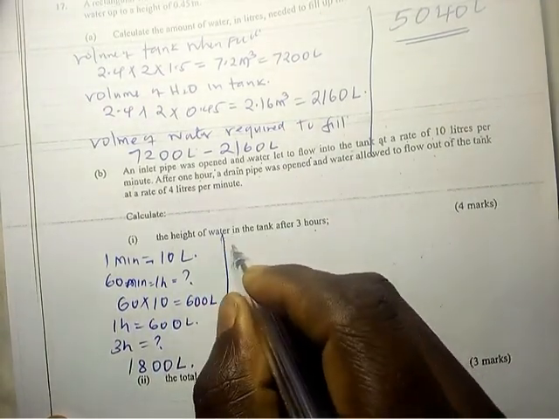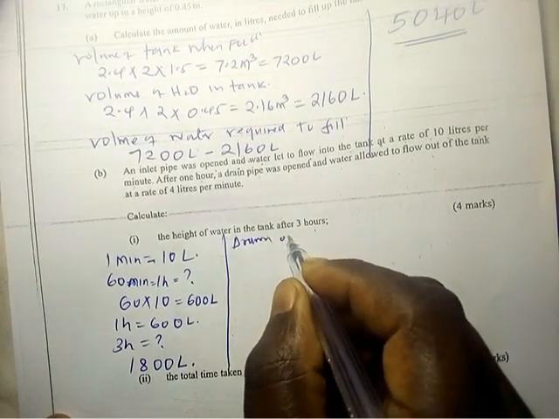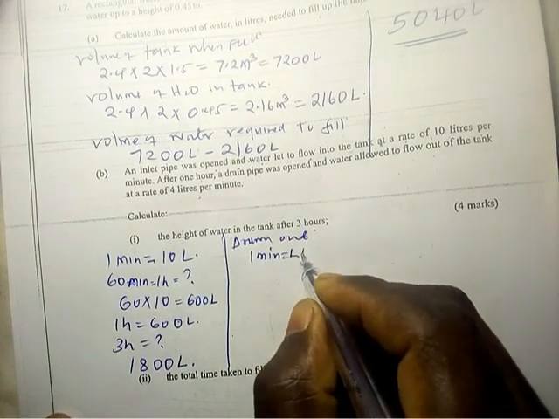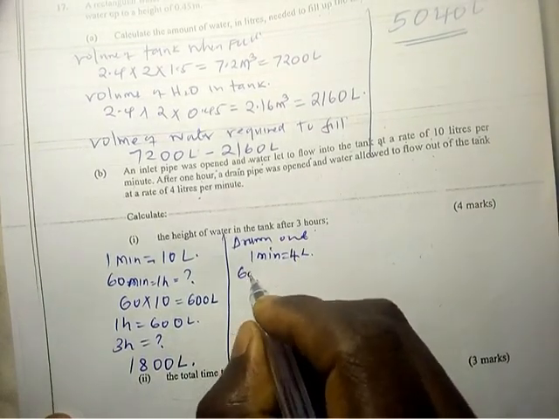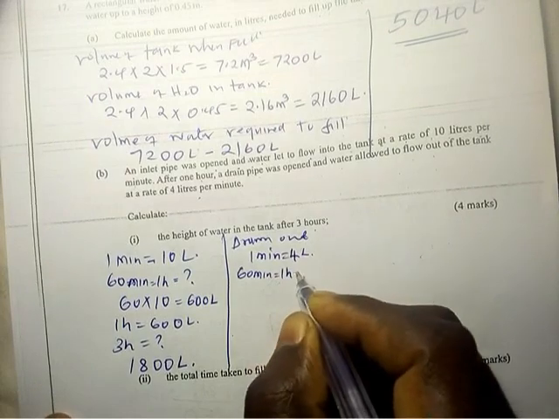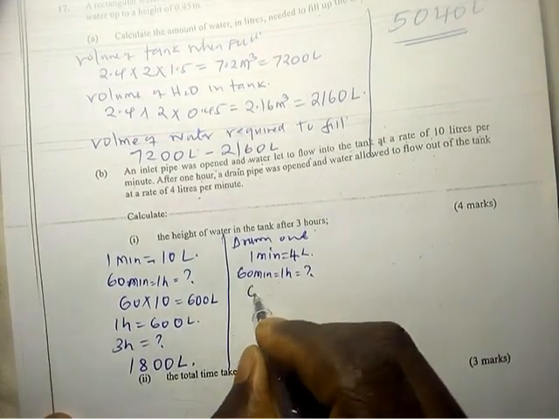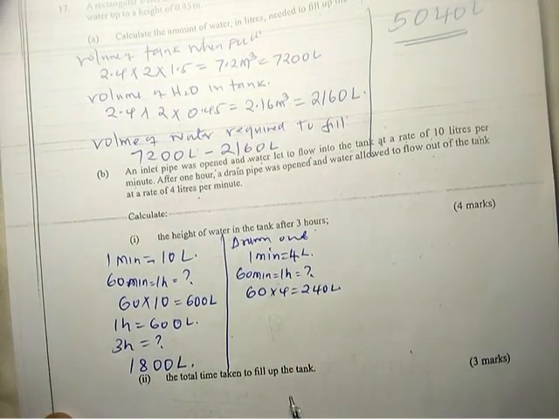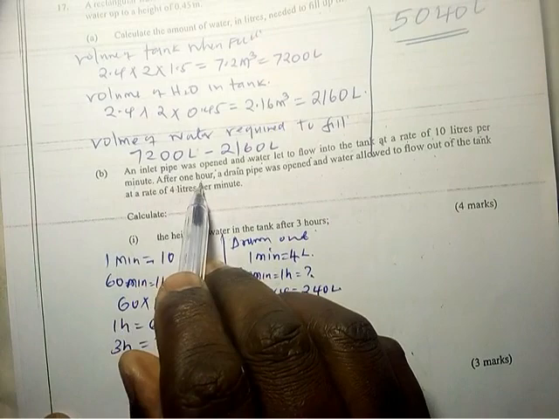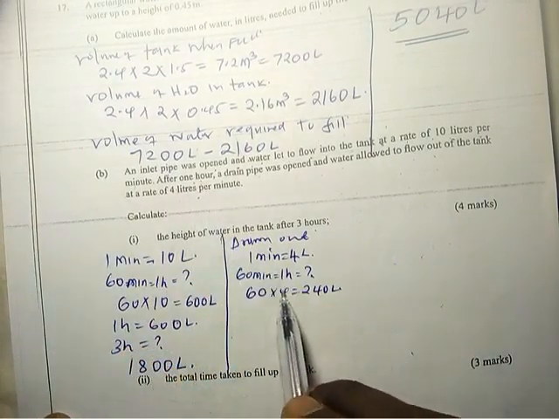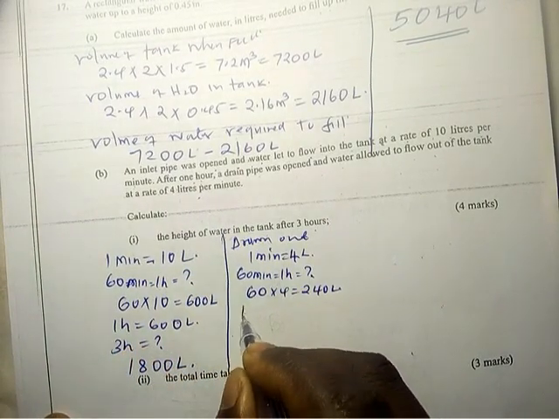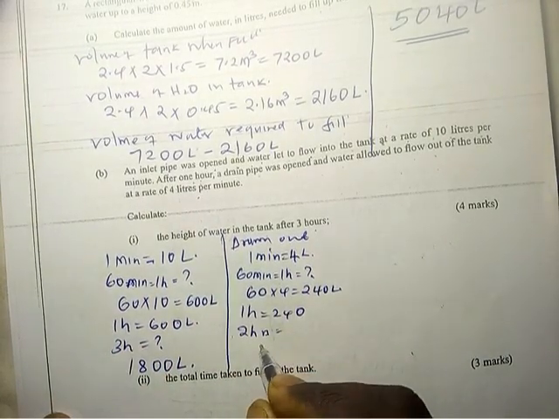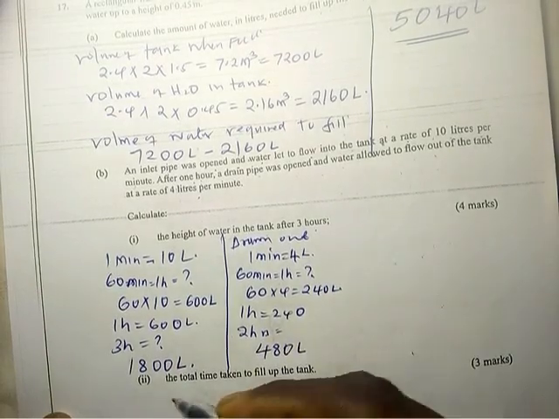Now the one that is drawn out. 1 minute ina draw out 4 liters. So 60 minutes which is equal to 1 hour itakuwa imedraw kiasi gani? Itakuwa 60 times 4. So inakuwa inatoa 240 liters in 1 hour. Lakini hii ilifunguliwa after 1 hour. Kwa hivyo ilikuwa inamwaga maji for 2 hours. So if 1 hour is 240, what about 2 hours? Itakuwa 480 liters ndio inatoka.